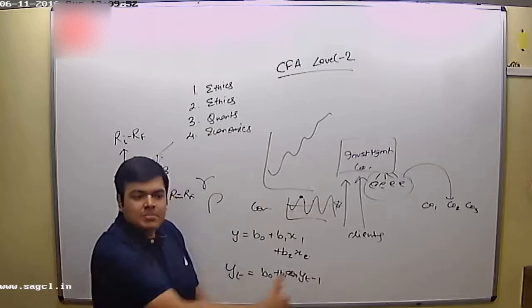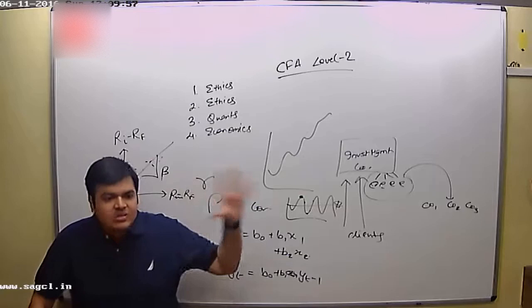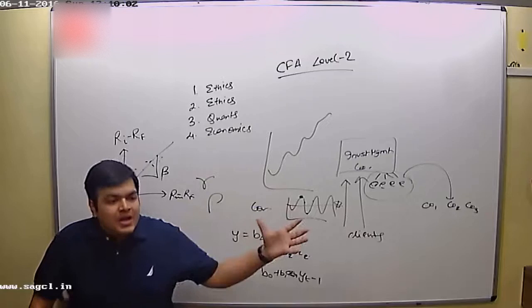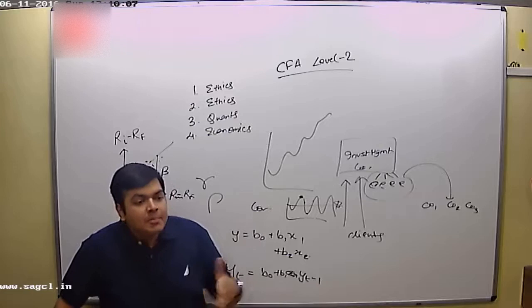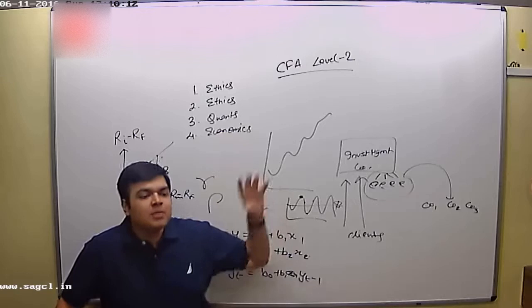If you're not understanding, it's okay. I'm just introducing you. These are the kind of stuff that we're going to be studying. Because eventually, you want to find out that RE is equal to RF plus (RM minus RF) beta. Say for example, I want to find out the relation that this stock's return is equal to, or this portfolio's return is equal to something plus something into risk factor 1 plus something into risk factor 2.